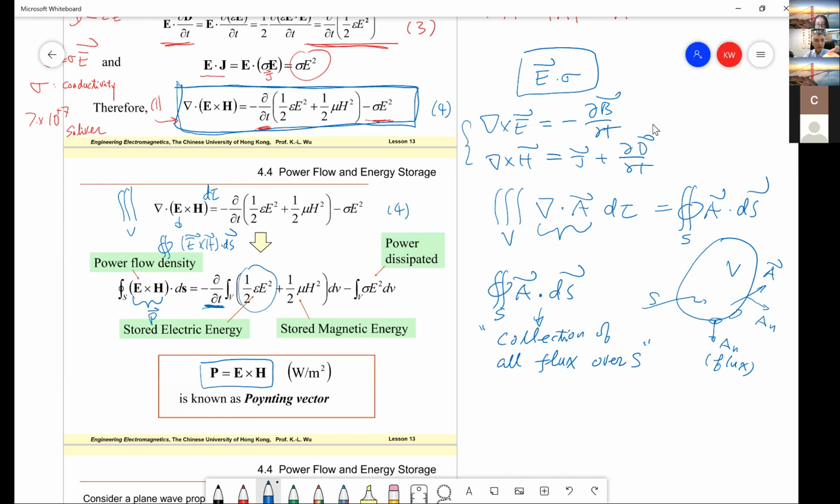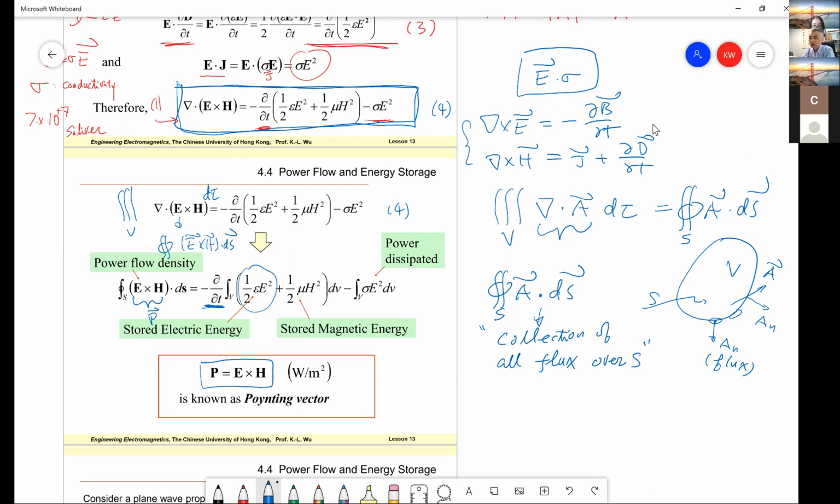If it doesn't change with time, then the derivative equals 0, and there is no contribution to the left-hand side. What is this case? This is the DC case, direct current, so it equals 0. Otherwise, it contributes to P, the Poynting vector.